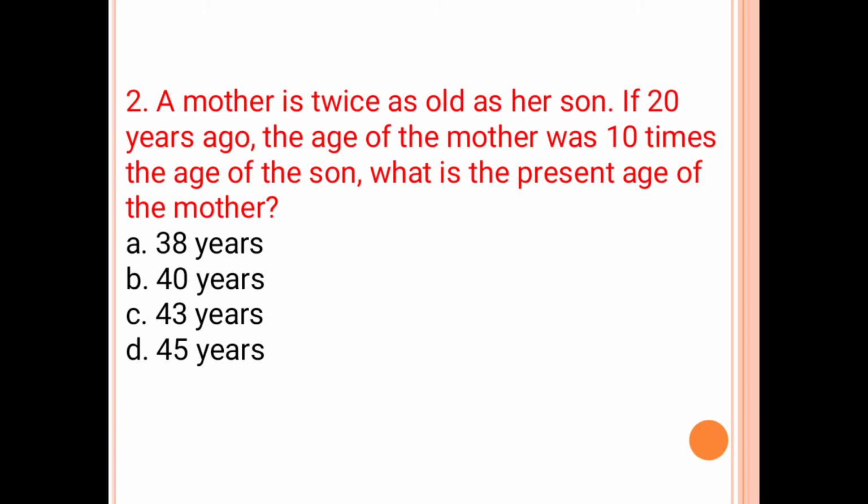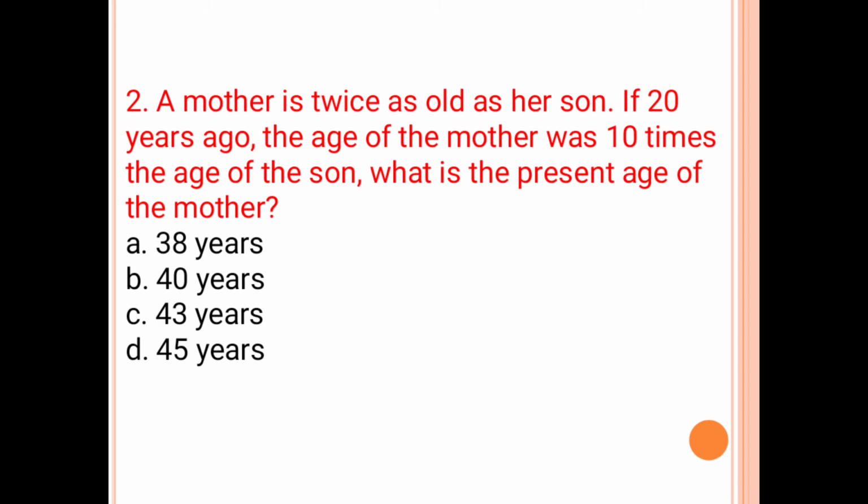If you double the son's age, it should equal the current age of the mother. If you double the son's age, that is 44. But actually option B is 40, so it is also not correct.